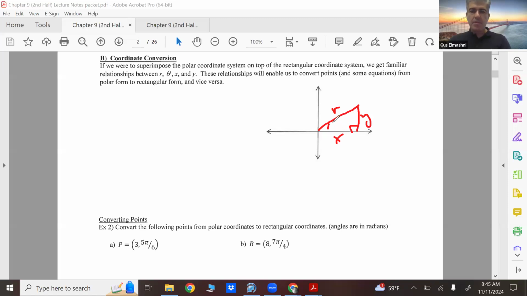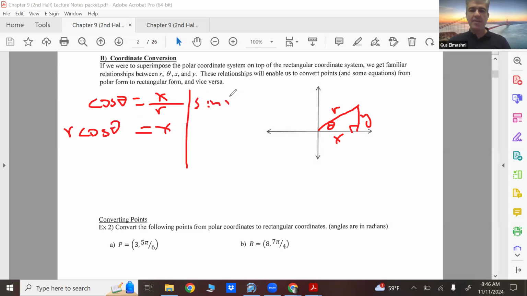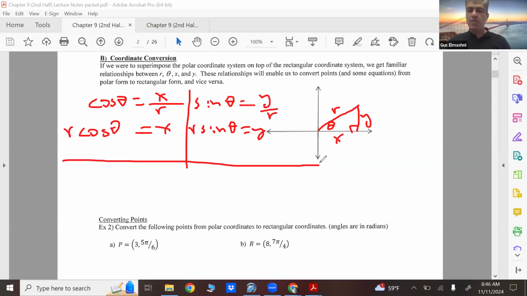Let me make that theta a little more noticeable. So what's cosine theta? Great. What does x equal? There you go. Well, bless you. What's sine theta? So is y equal? So that's one way we could do the conversion.